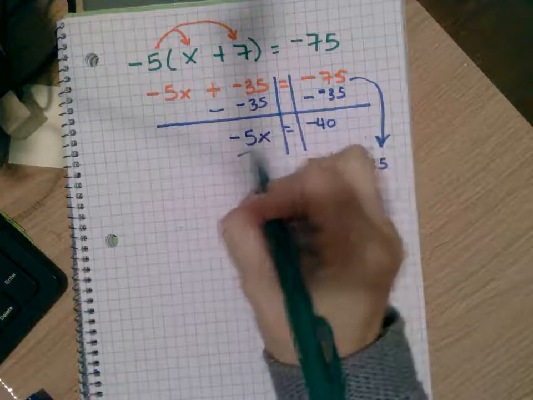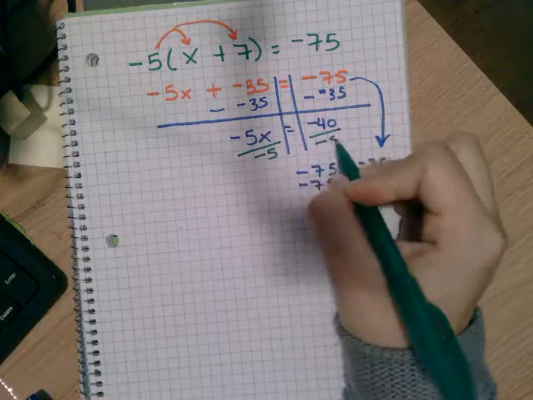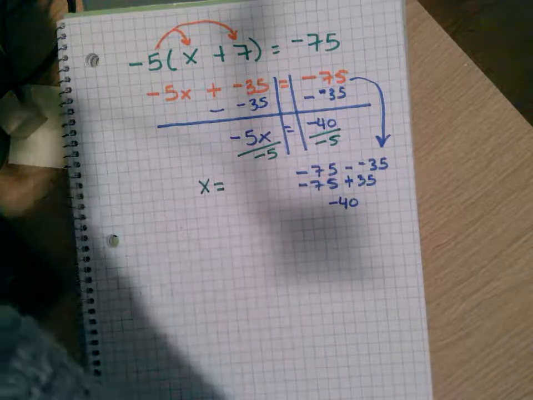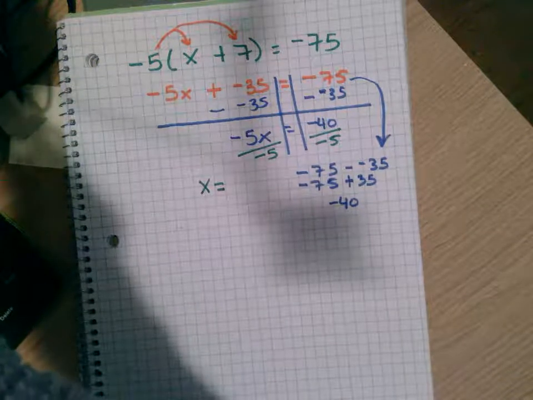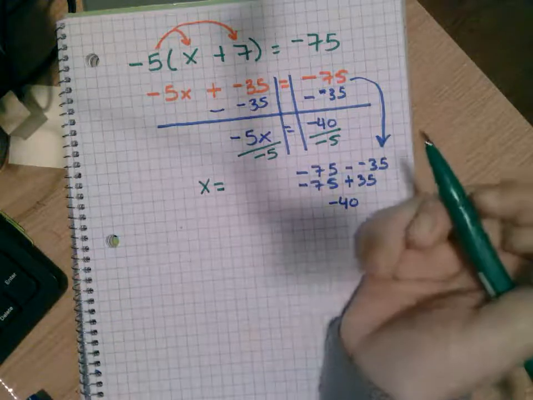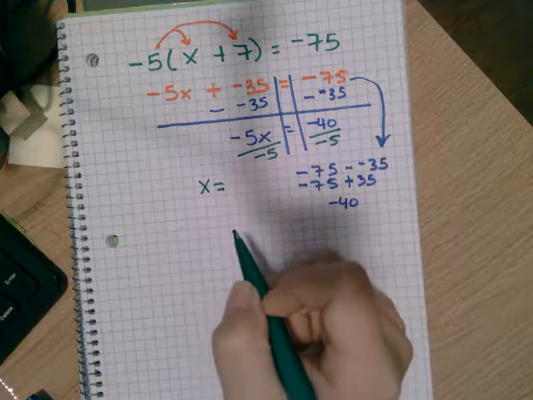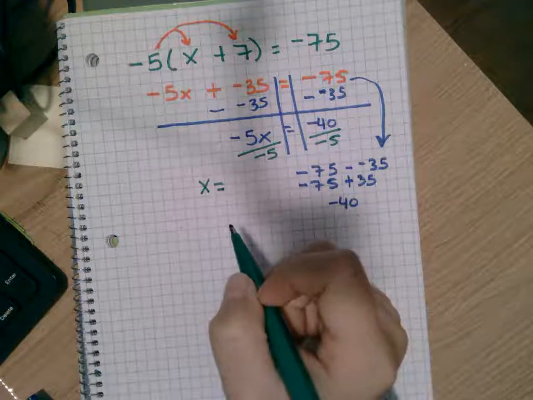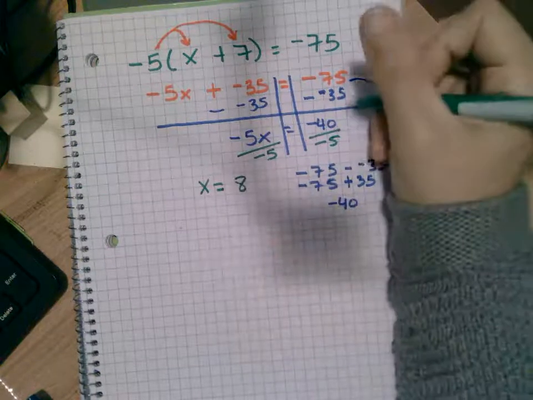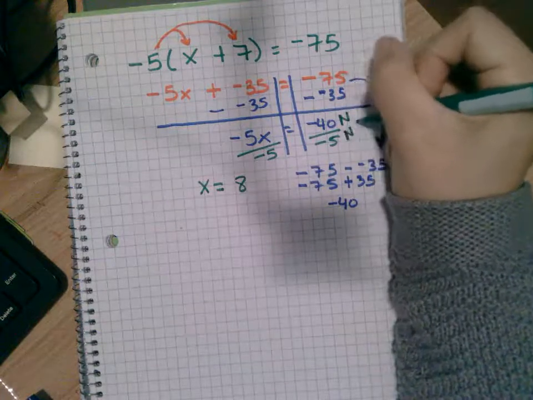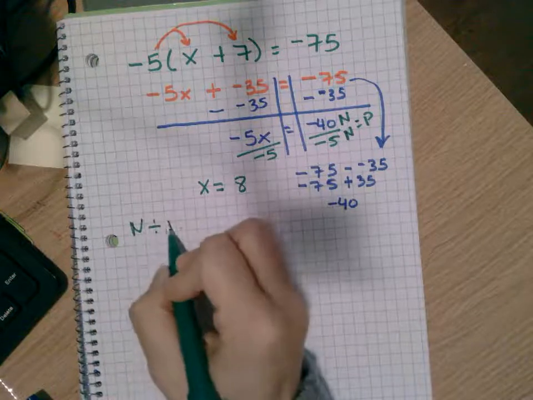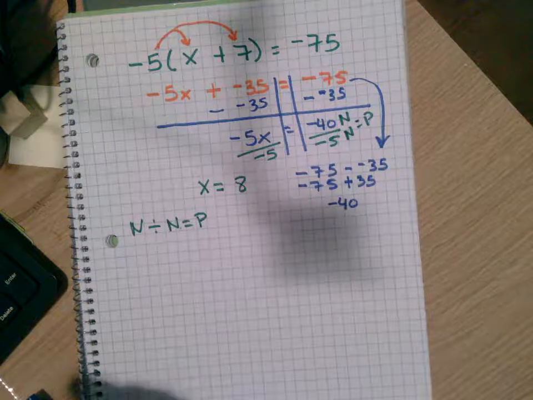So my last step is to divide by negative 5, divide by negative 5, x equals negative 8. No. 8. Yikes. Positive. Yep. A negative divided by a negative is equal to a positive. So you might want to write that down. A negative divided by a negative is equal to a positive.